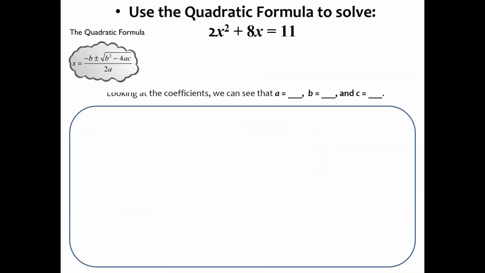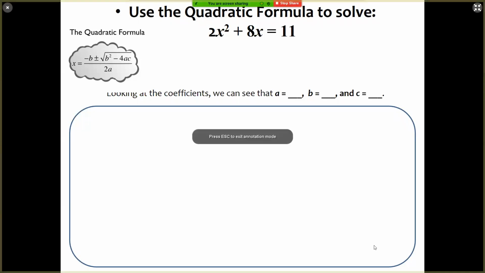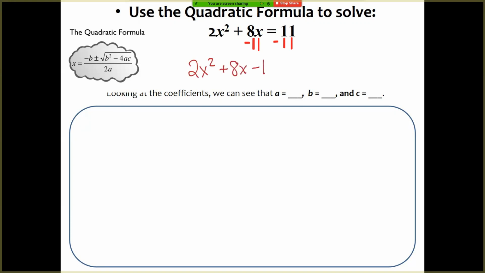One more problem. So again, we're going to use the quadratic formula to solve this. The first thing we want to do is write it in standard form. This time, all we need to do is move the 11. So we're going to subtract 11 from both sides, which gives us 2x squared plus 8x minus 11 equals 0. So once you have 0 on one side, you want to go ahead and identify A, B, and C. So A is 2, B is 8, and C is -11.